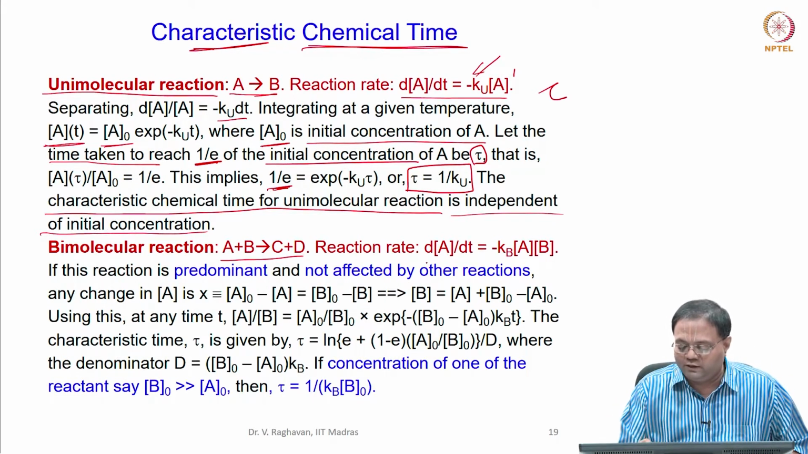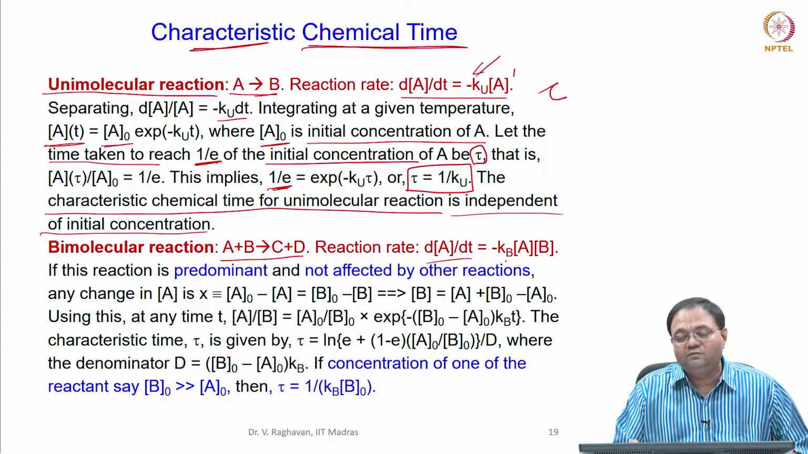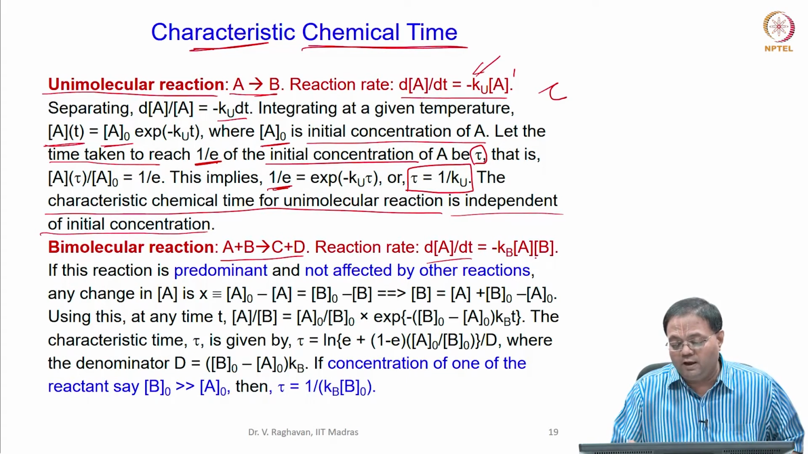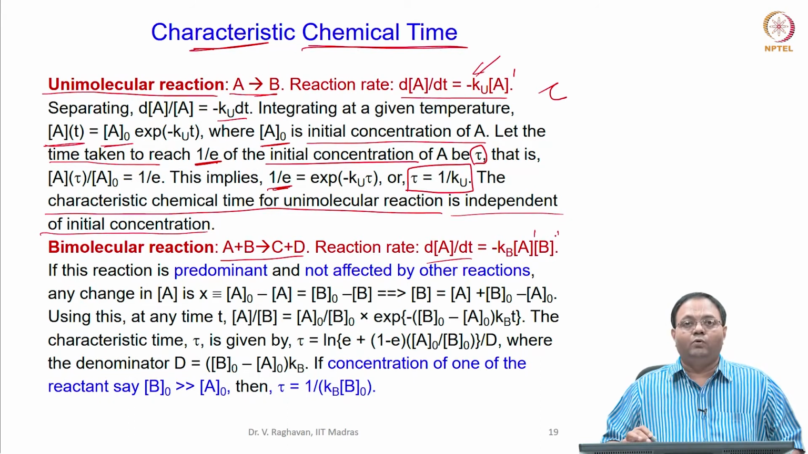Take any one of the reactants: d concentration of A by dt will be equal to minus Kb, because it is consumption, concentration of A power 1 and concentration of B power 1. This we know, the law of mass action, we write this.